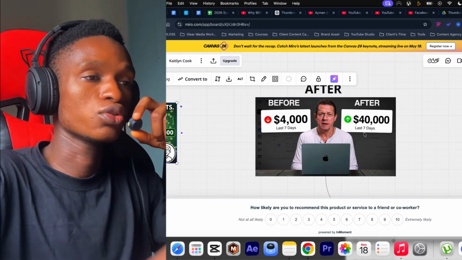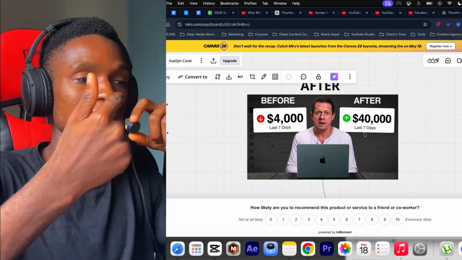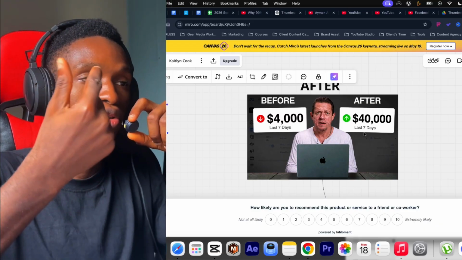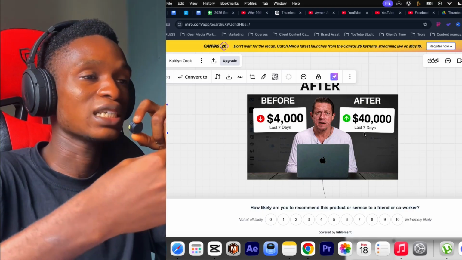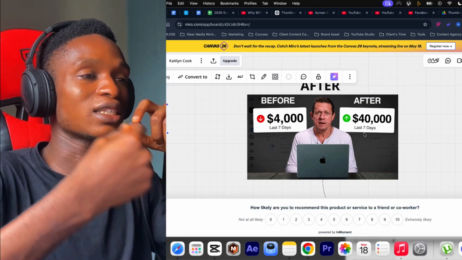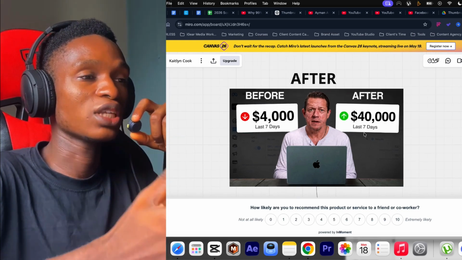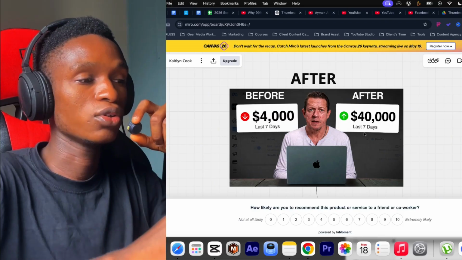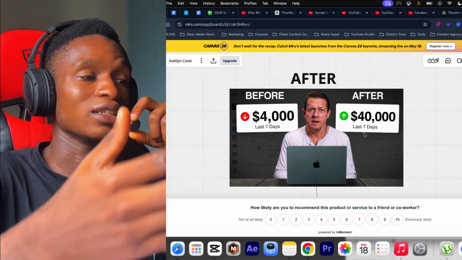What you don't want to do on your thumbnail is have too many words on it. One thing you can do after doing your thumbnail, or if you have a designer working on it for you, is look at it and ask yourself, can I look at this once and get the message? If you have to look at it two or three times before you can get the message, then that thumbnail doesn't work.